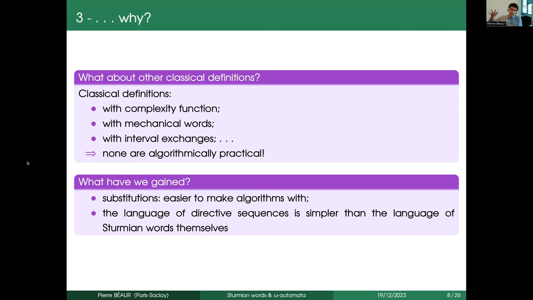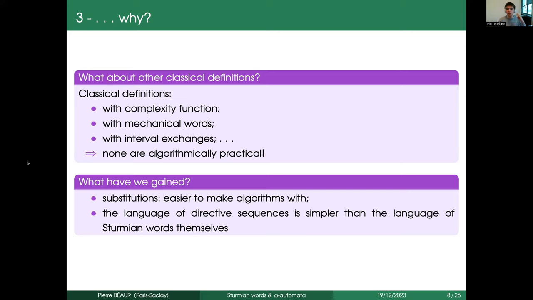On the other hand, I have this definition through substitutions, and they have two main advantages. First, substitutions are easy to make algorithms with. It's easy for computers to deal with substitutions. And the other reason is that if you study the set of directive sequences, that is, the set of substitutions you can use to desubstitute, well, it's quite simple because it's only the condition of alternating infinitely between A's and B's. And that is easy to implement for a machine, which is simpler than a Sturmian word itself, which has to follow some tricky rules to be sure that it exists.